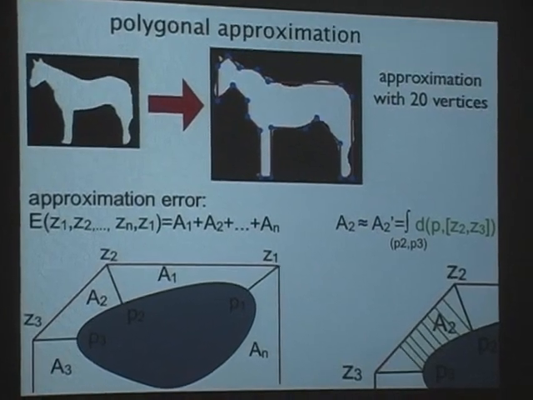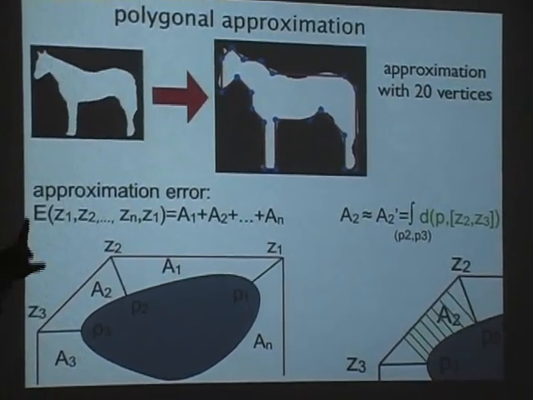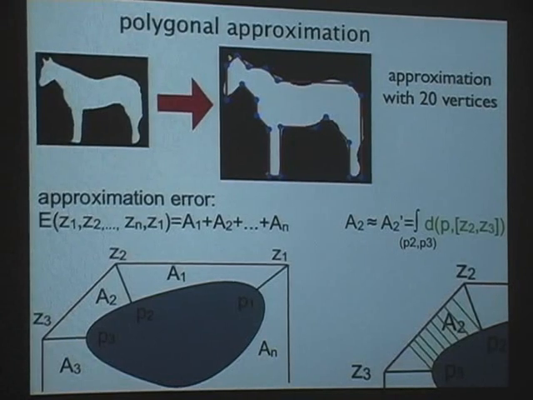Now the interesting bit is the polygonal approximation. So we have a shape that we want to approximate, say, with 20 vertices.